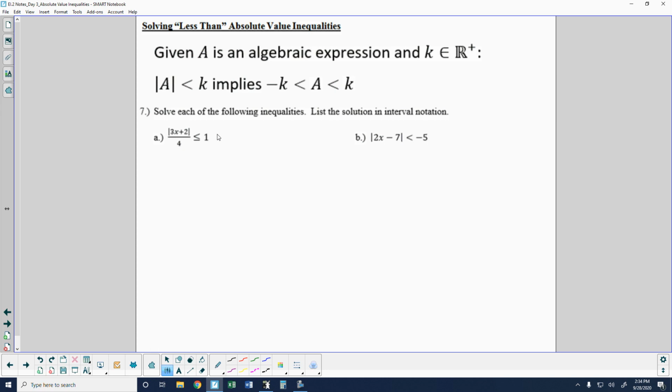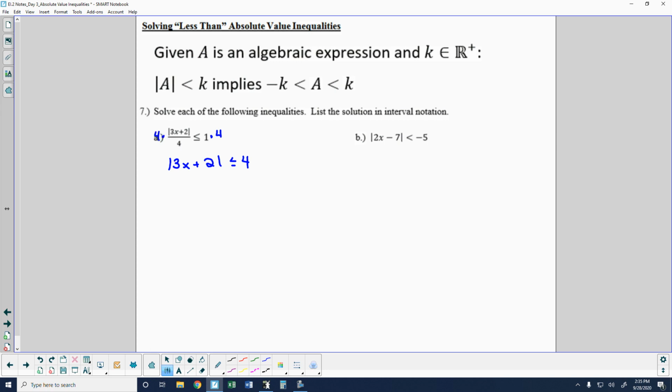Problem 7 says to solve each of the following inequalities and list the solution in interval notation. If we want to solve for an absolute value, we need to follow reverse order of operations, or SADMAP. So what I need to do here is get rid of this 4. Because the 4 is dividing the absolute value, I'm going to multiply by 4. That's going to give me the absolute value of 3x plus 2 is less than or equal to 4, multiplying both sides by 4.